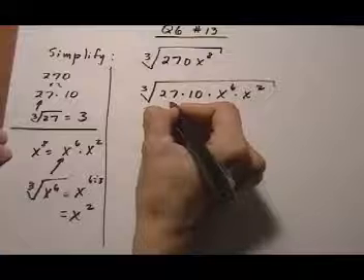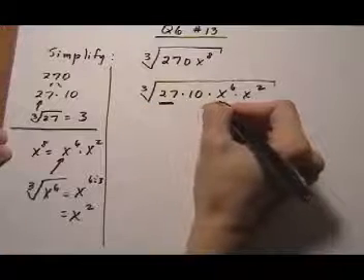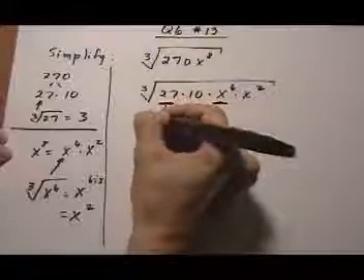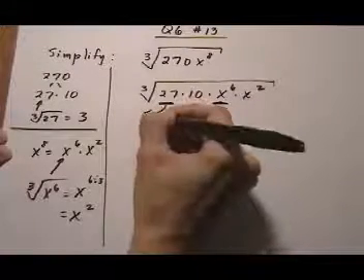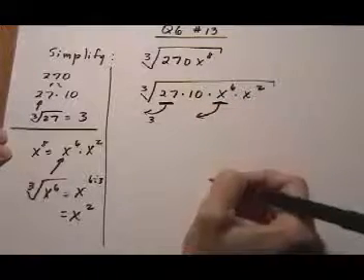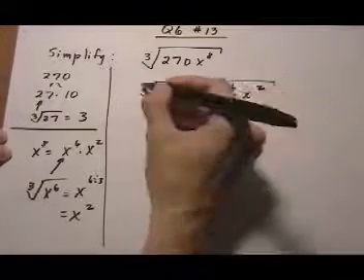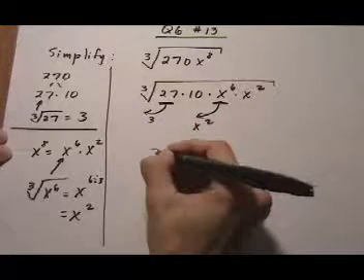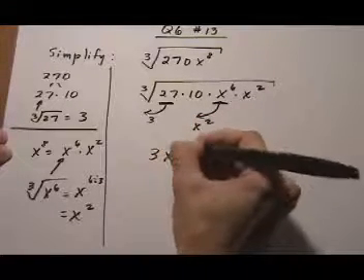And then I identify the perfect cube roots, 27 and x to the 6th. They're going to come out of the cube root. I'm going to cube root them. The cube root of 27 is going to be a 3 taken outside. Cube root of x to the 6th will be x to the 6th divided by 3 is x squared, taken outside. So on the outside I get 3x squared.